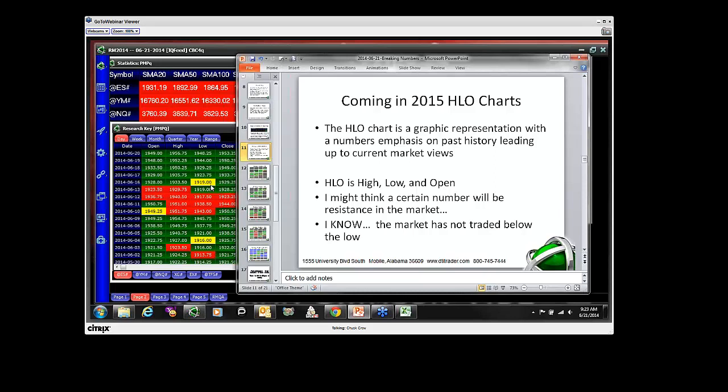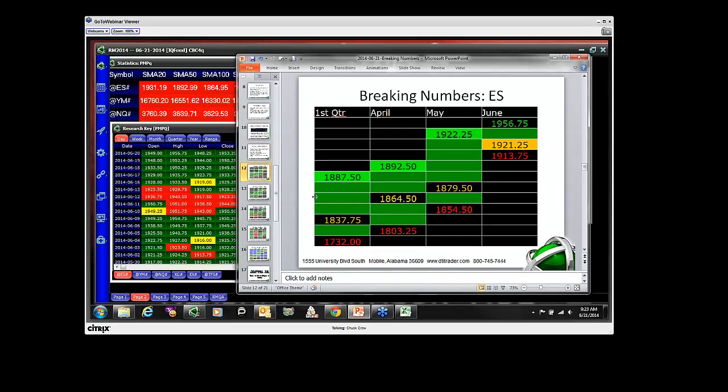And you can, again, the charts work here, but they don't really tell you what numbers to pay attention to. So let's go through this, breaking numbers in the E-mini S&P. This is basically your HLO chart, and I'm showing you first quarter, April, May, June. This is a big view, a monthly view of how these charts would work.